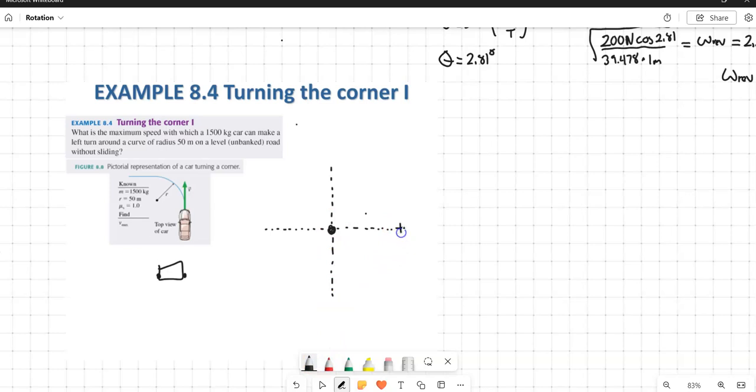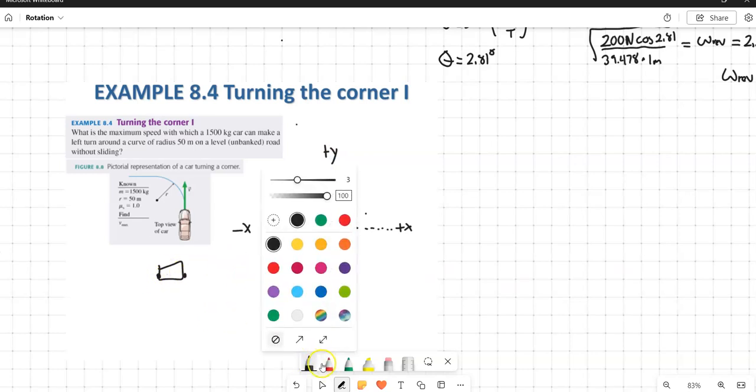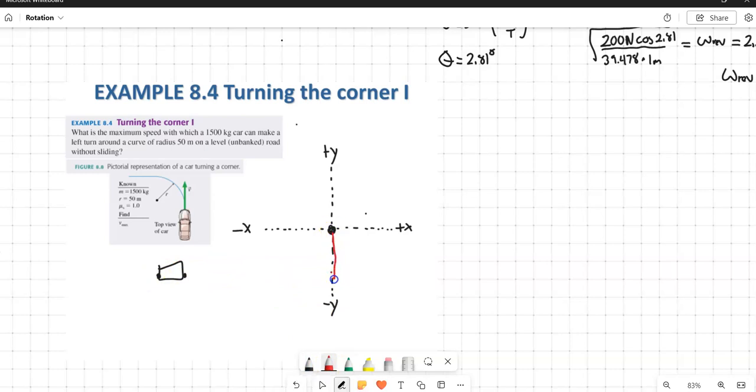again, to the right is positive x. To the left is negative x. Up is positive y. Down is negative y. Okay, so the car is turning left. So the first thing we draw is the non-contact force due to gravity. That's going to be the negative mg direction. The road is holding up the car. So the car is going to be accelerating towards the center of that circle, and that's going to be a negative x direction centripetal acceleration.